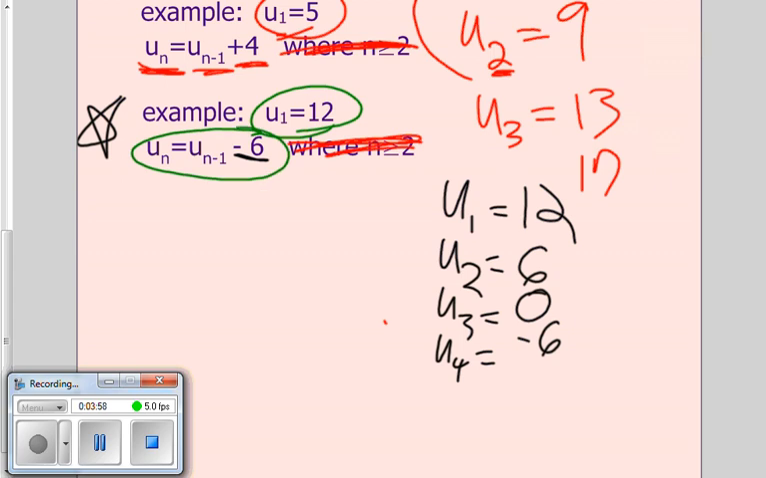So real quick, I'm going to talk about these n's here. This is essentially saying your domain. This is saying where this thing can work. So this is saying where n is greater than or equal to 2.